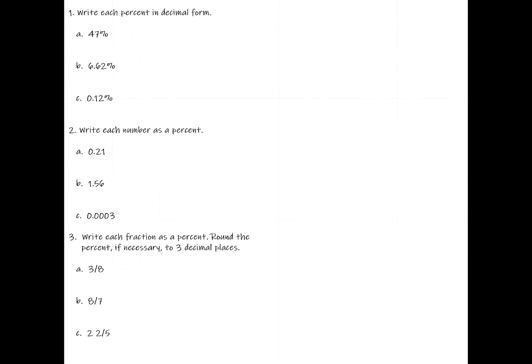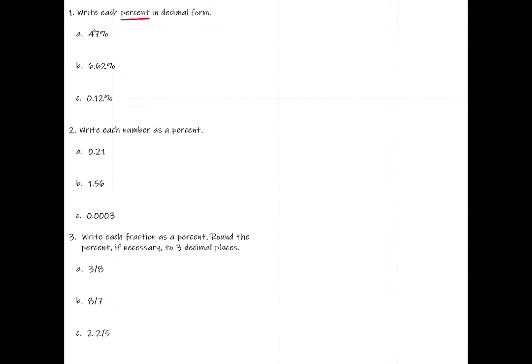Okay, here we have some problems in which we have to convert between the various forms that a number or a quantity can take. So we have fractions, we have decimals, we have percentages. Now, before we get started, let's look at the word percent. Percent literally means parts per 100. So when you see something like 47%, that means 47 parts per 100.